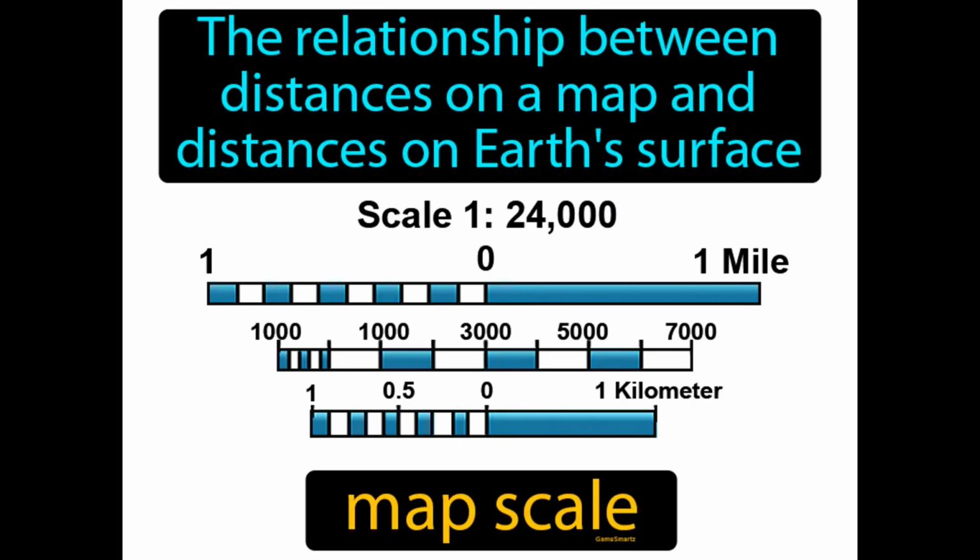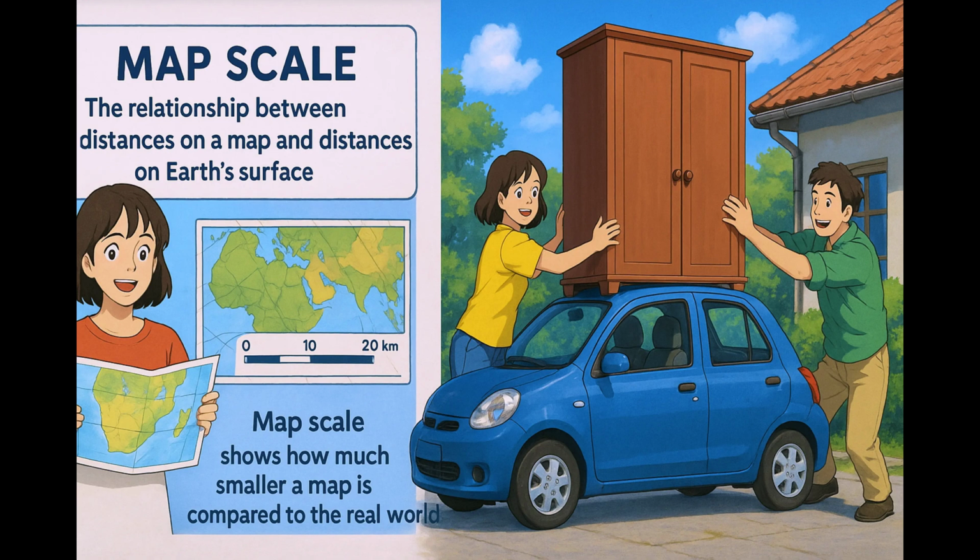The relationship between distances on a map and distances on Earth's surface. Map scale. Map scale shows how much smaller a map is compared to the real world. Imagine you're trying to fit a large wardrobe into a small car for moving day.